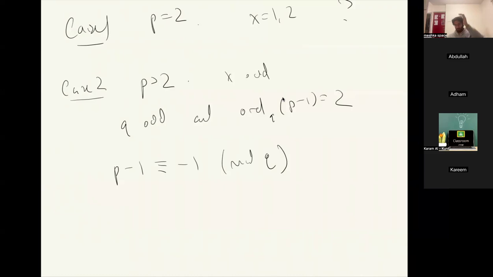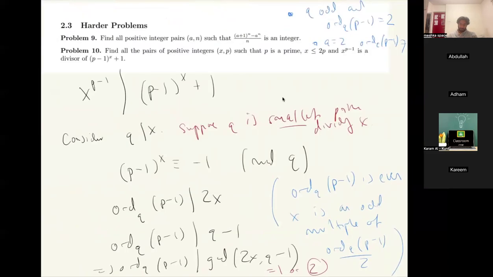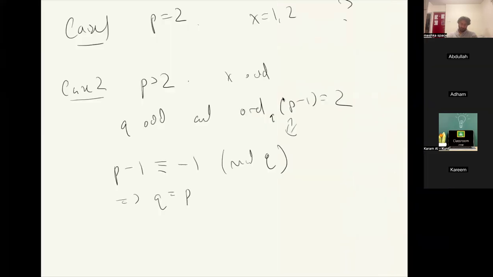Yes, and so q equals p. Yeah, so in particular, q equals p. So it tells us the smallest prime factor of x is p. Is it a contradiction? It's not a contradiction, right? Since x is less than or equal to 2p. So yeah, we could have x equals p. Yes, so it's not a contradiction. So it means x equals p.